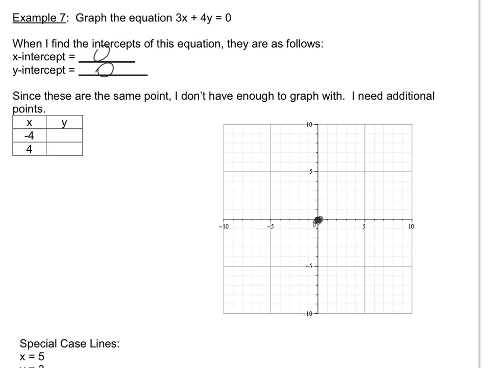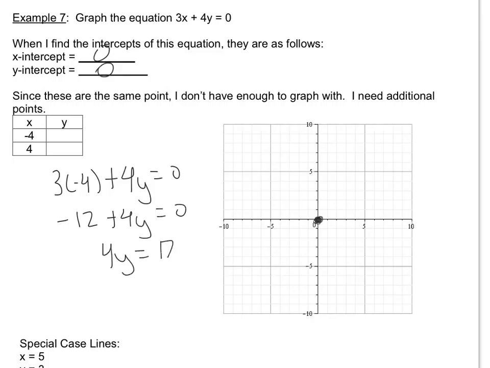we're plugging in negative 4 and positive 4. So 3 times negative 4 plus 4y equals 0. So you get 4y equals 12, so you get y equals 3. And this is going to be a negative 3. So you go negative 4, 3. And then you go 4, negative 3. So there's your line.